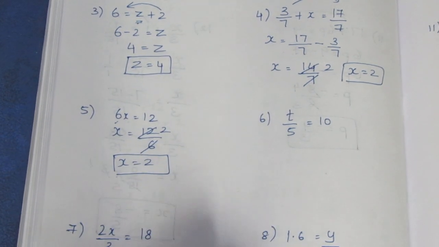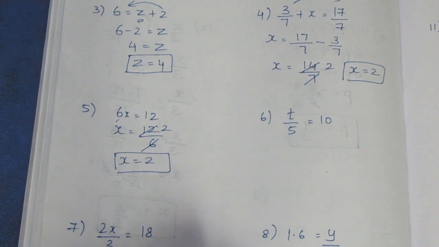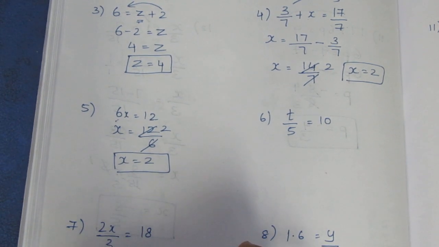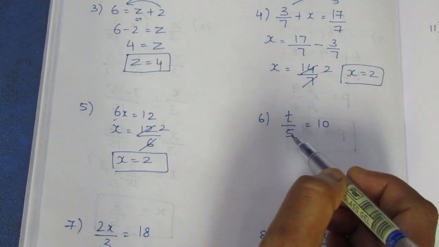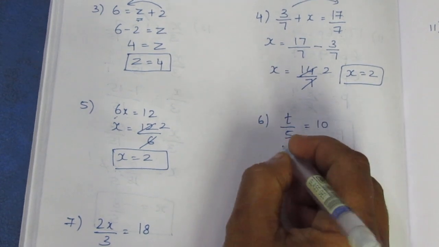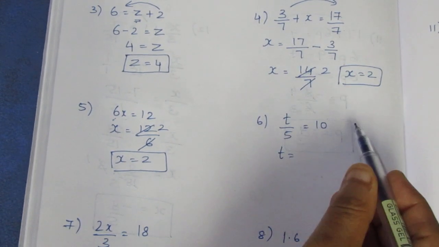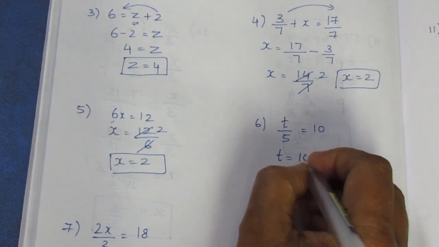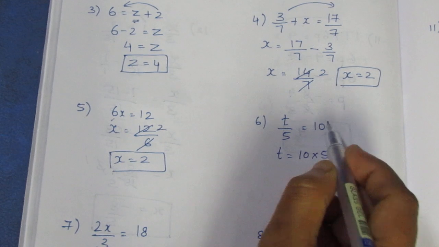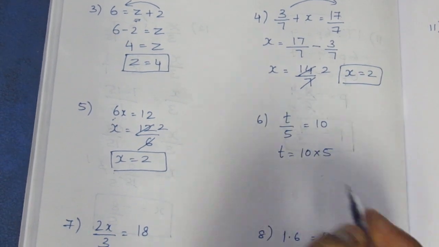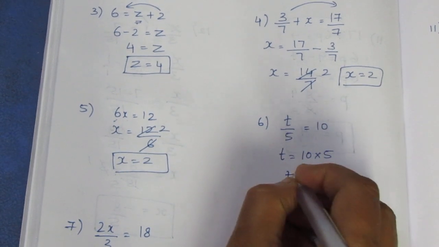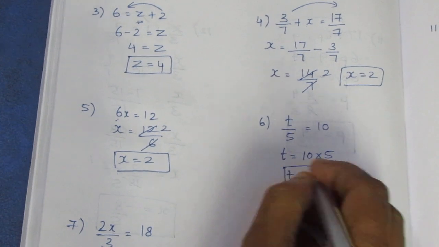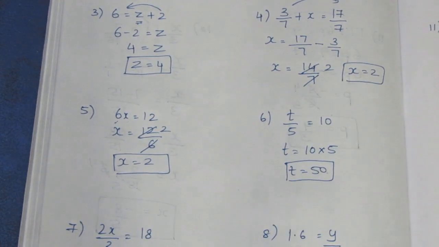Now we'll move on to the sixth sum. Sixth sum here, t by 5 is equal to 10. Here 5 is in divide. Divide will go as a multiply. So the denominator will go to the numerator. The numerator will come to the denominator. So here it goes as a multiply, which means it goes in the numerator. Numerator in multiplication, just multiply and write t equal to 50 is your answer for the sixth sum.